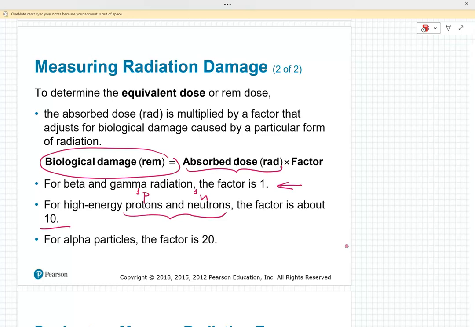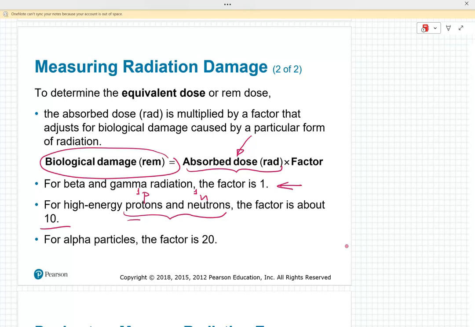You may think, wait, hold on a second. Gamma radiation seems to be more dangerous. Why? For protons and neutrons, we need to multiply the absorbed dose by that increasing factor. You see what I'm saying? Like, why are protons more damaging than gamma? They are not as frequent, but if you manage to be exposed to high energy protons or neutrons, the damage significantly exceeds gamma radiation. Does that make sense?